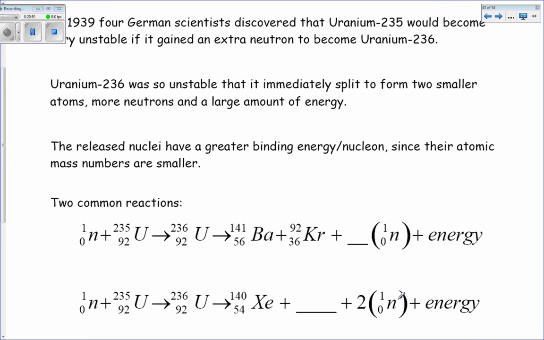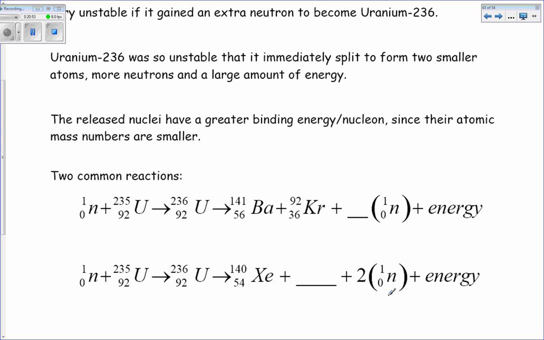So these are just 2 common reactions. I'll let you know, you will never have to create a fission reaction on your own, or fusion for that matter, because there's no real easy way to predict what the products are going to be or what the daughter nuclei are going to be. You will have to balance them, which is what these are here, right? We're missing something here. We don't know how many neutrons we have here. And in this one, we don't know what the second daughter nucleus is. So you'll merely have to balance them or write them given the description of which isotopes you're dealing with.